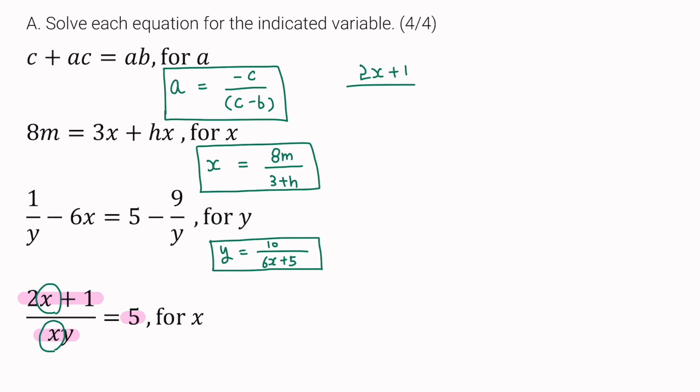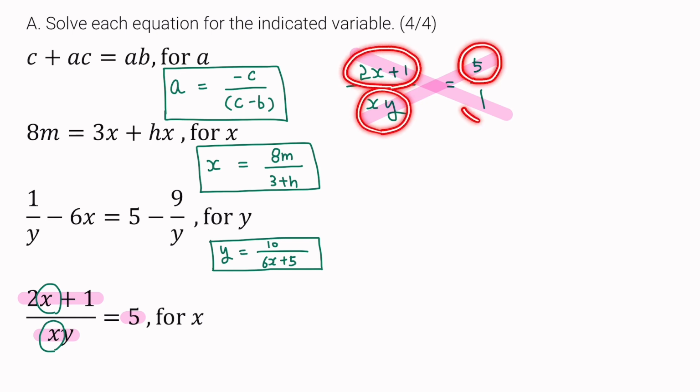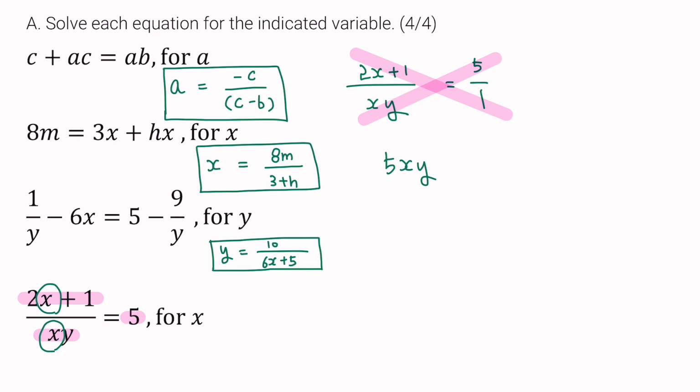2x plus 1 over xy is equal to 5. Now, you know what? I am going to rewrite 5 as 5 over 1 because, well, it is equal to 5 over 1, right? So I'm going to erase it and put it like that. Now what you can do is cross multiply, meaning you can multiply xy with 5 and set it equal to 2x plus 1 times 1. So let's write it that way. 5 times xy, or 5xy, is equal to 2x plus 1 times 1, which is just 2x plus 1.